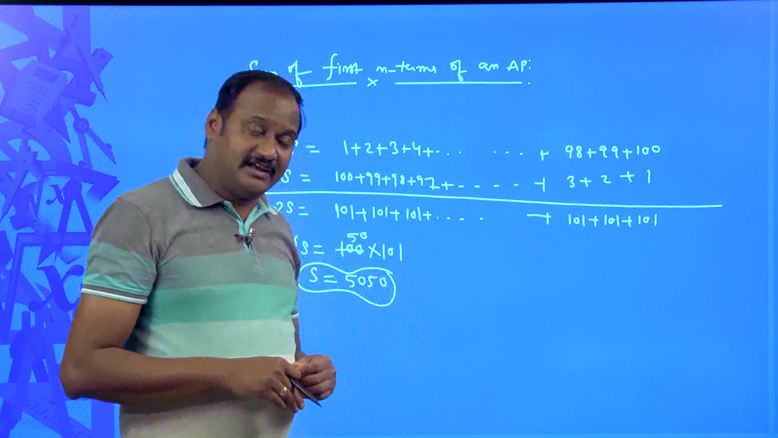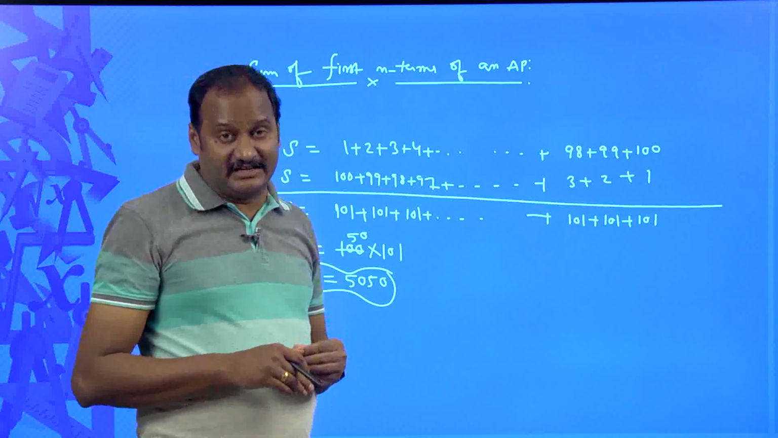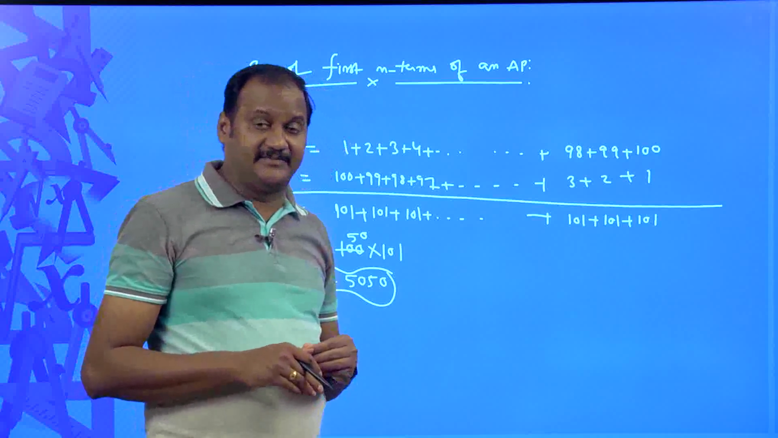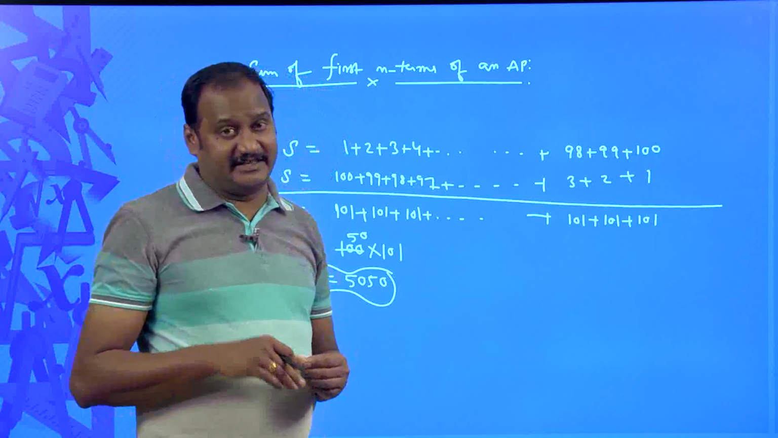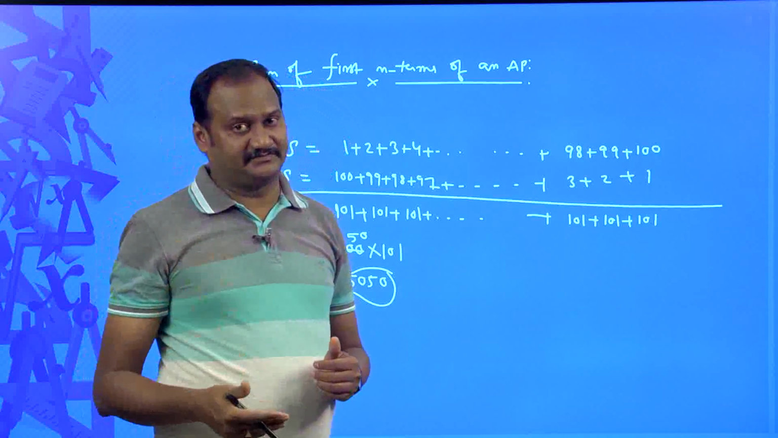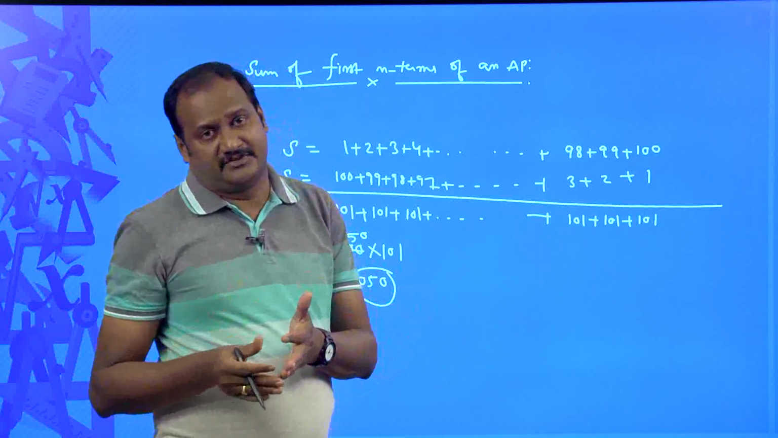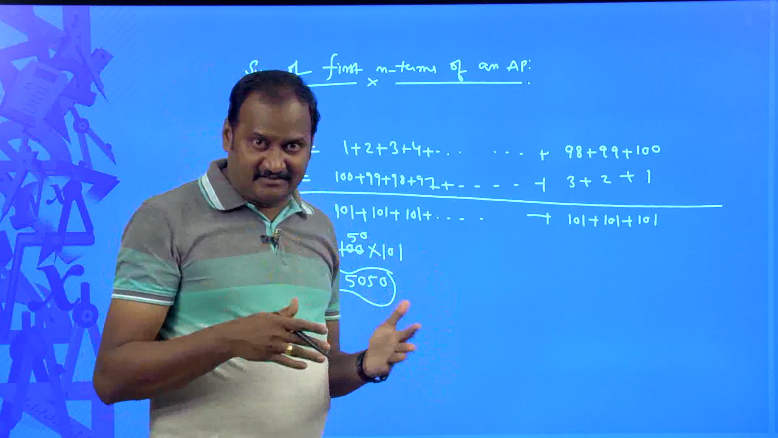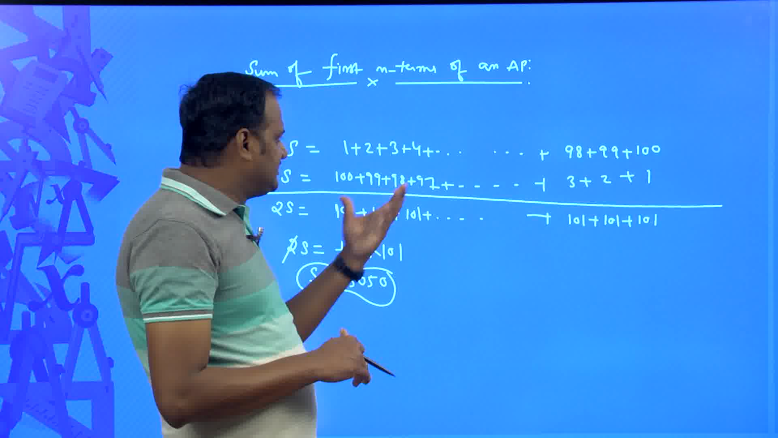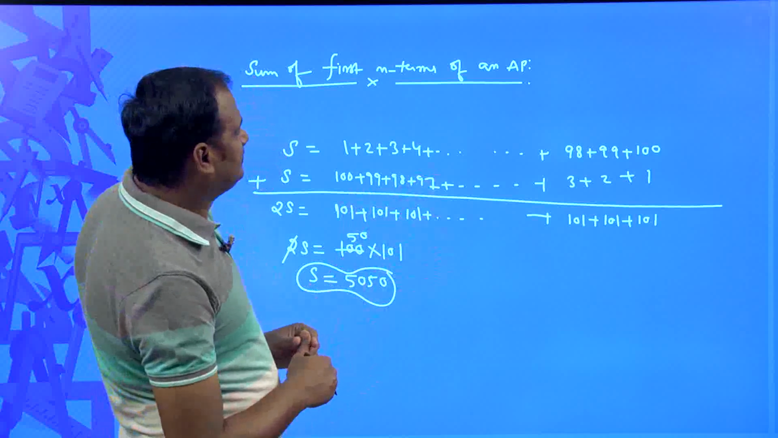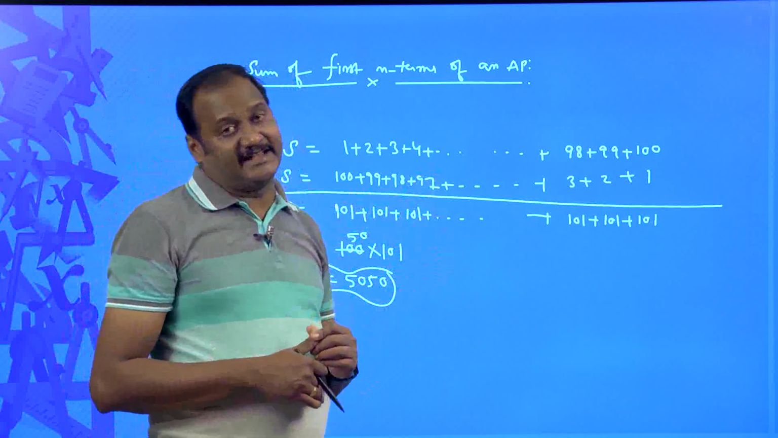Later on he contributed to several fields of mathematics, and he proposed many interesting theorems also. There is a theorem on his name called Gauss theorem, right. These are all very interesting contributions of a mathematician. So, this is one of the interesting ways of finding the sum of the first 100 natural numbers.